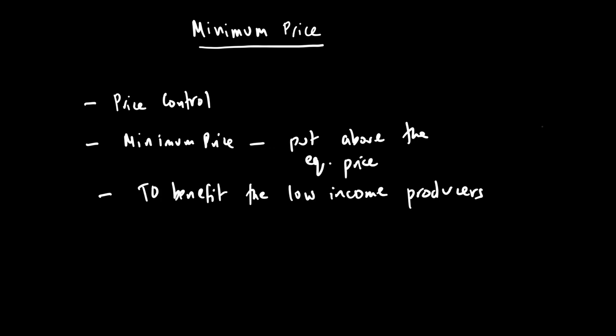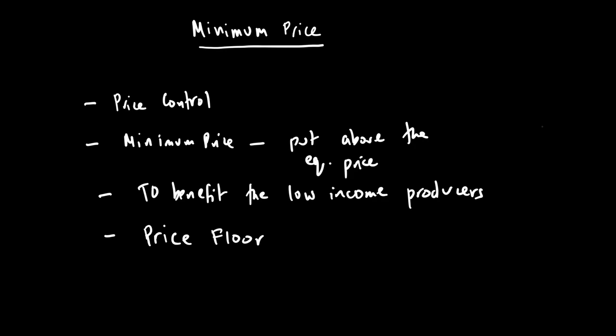So whenever the minimum price is put, the idea is this: the government is trying to sort of protect the producer. Another name for minimum price is what we call sometimes a price floor. So a maximum price is called a price ceiling, but a minimum price is called a price floor.